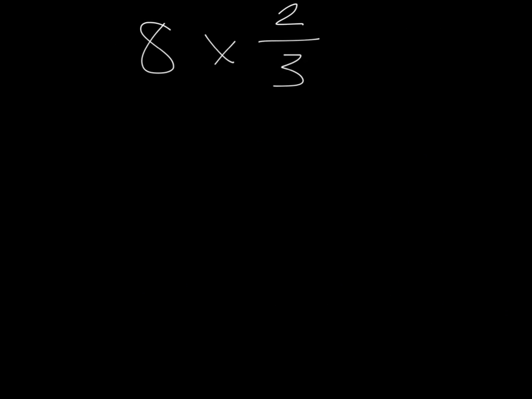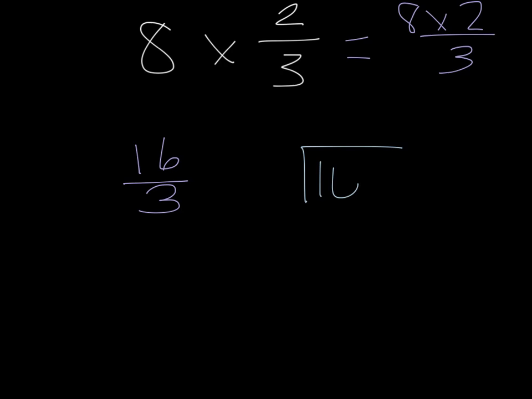Now I'm going to do 8 times 2/3. So I'm going to start by rewriting it as 8 times 2 over 3. So now my new fraction is 16/3, and then I'll convert that to a mixed number by dividing. So I take 16 divided by 3.